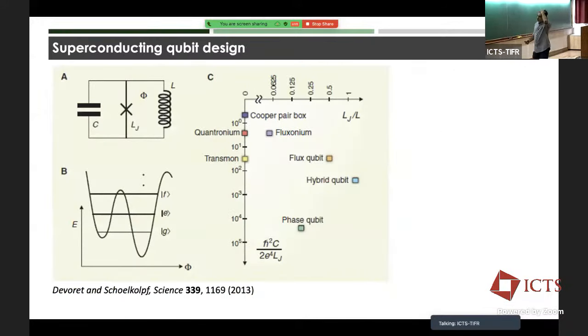Okay, so now the superconducting qubit. So this is a picture from a review article from 2013.